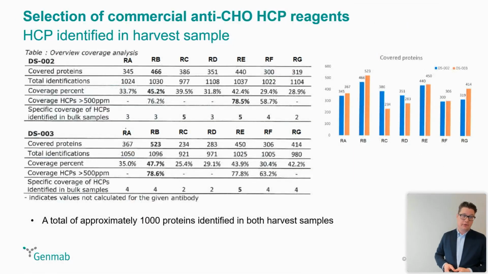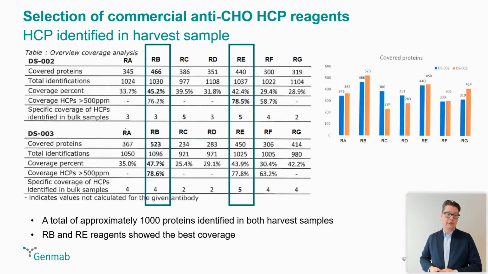And what we came up with was this. So again, we used 2 different process samples, and we ended up with 2 of the reagents that showed the best coverage. I might use this here to show you that there was an overall coverage of around 40 to 45% across the 2 samples. What is also interesting is, of course, your coverage for higher abundant HCPs, so HCPs above 500 ppm, where you are around 70 to 80%. So you had a pretty good coverage for higher abundant HCPs.